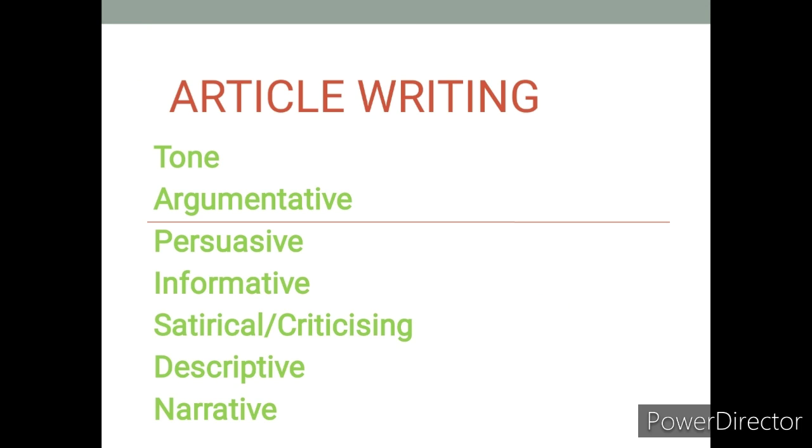As far as the tone of an article is concerned, it varies depending upon its form. Here you can see the article can be argumentative, persuasive, informative, satirical or criticizing, descriptive, narrative, and so on.